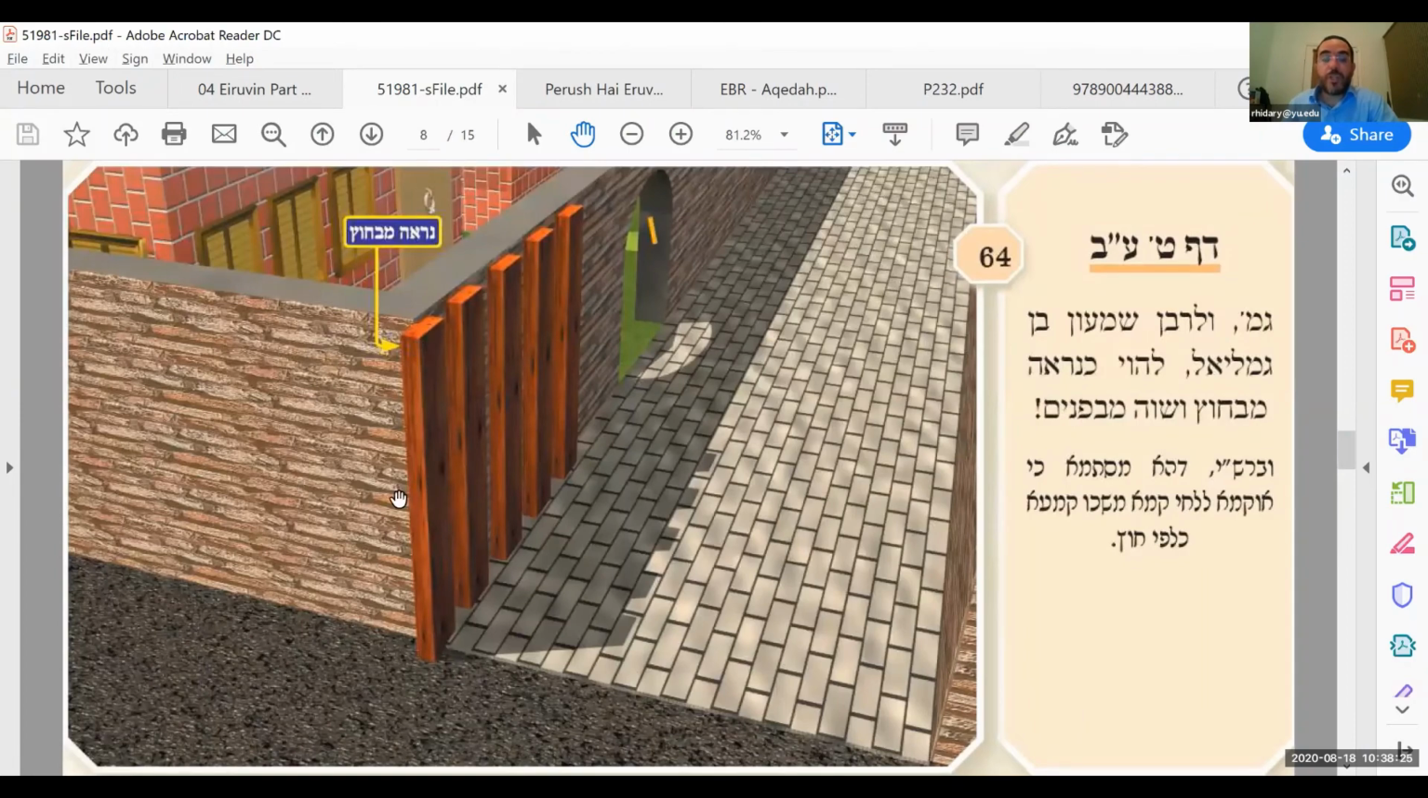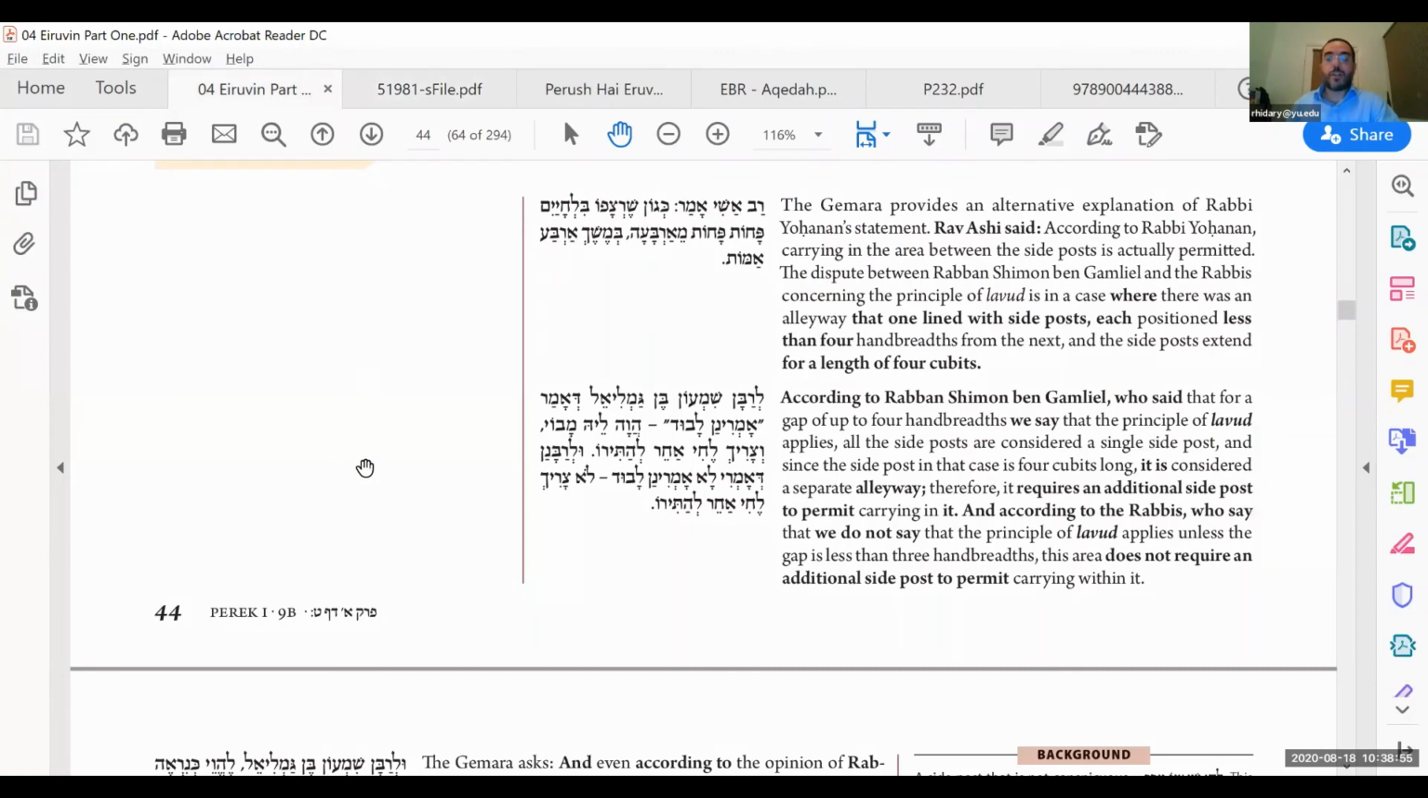Generally, people do leave it sticking out a bit, and it will be seen from outside. So what we're going to ask is, according to Rashbag, who does say lavud and makes this all into one wall, and then you have a mavoy, and in order to carry in this new mavoy you need another lechi. Wait, hold on. Why would you need another lechi? Can't this part that juts out of the wall serve as a lechi, because it can be seen by those going out? That is the next question.